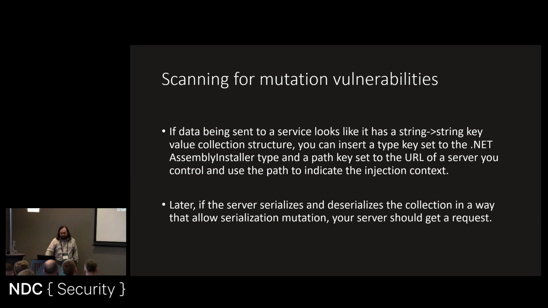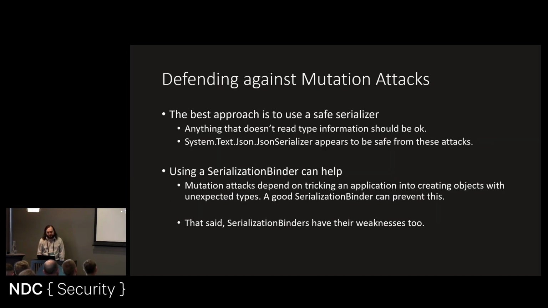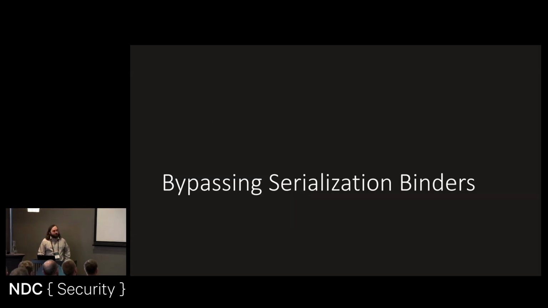So if you want to defend against this sort of attack, and this is something I'm going to say a lot in this presentation, use a safe serializer. Use a serializer where the data doesn't get to tell you what type it wants to be. Use a serializer that doesn't do any sort of polymorphism. System.Text.Json's JsonSerializer works really nicely for this, but people like polymorphism, so it doesn't get used as much. You can also use a serialization binder to secure things. A serialization binder is going to let you decide what types are allowed to be created during deserialization. That said, the next section, I'm going to tell you how to bypass serialization binders, so definitely a grain of salt with that recommendation.